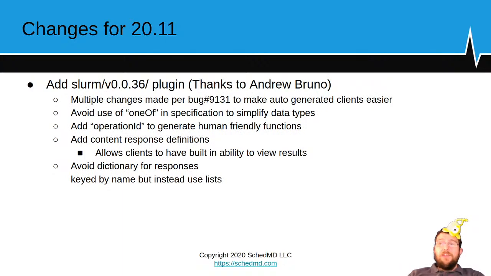A notable change is the new v0.0.36 content plugin for 20.11. It is based on suggestions from Andrew Bruno to make Slurm REST API generated OpenAPI clients easier to work with. As always, we are looking for feedback on how to improve the specifications to ensure easy client creation.